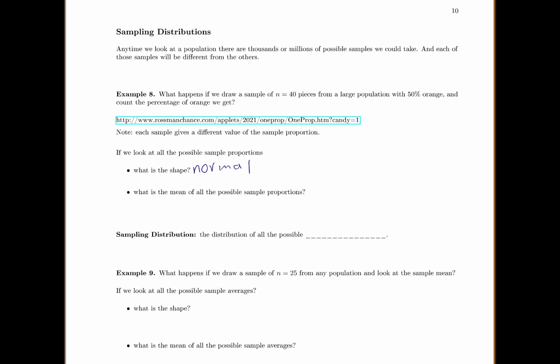And the mean for all those possible sample proportions, we use this notation, which is equal to the original population proportion. So the mean of all the sample proportions equals the population proportion P. In this class, anytime you see a hat, that is always going to mean that that is our sample proportion. And the sampling distribution will just be the distribution of all the possible sample proportions.